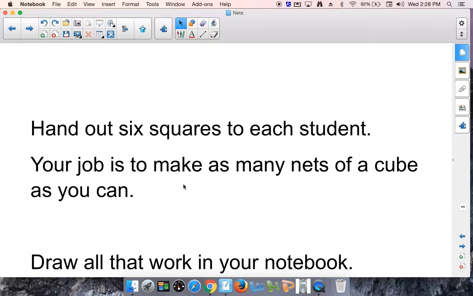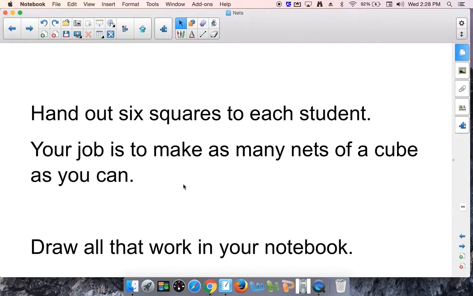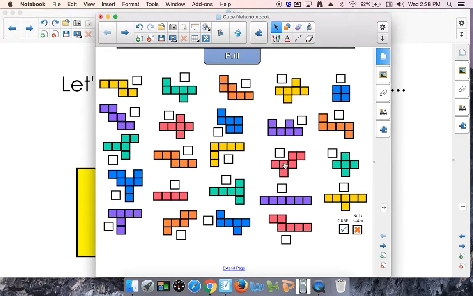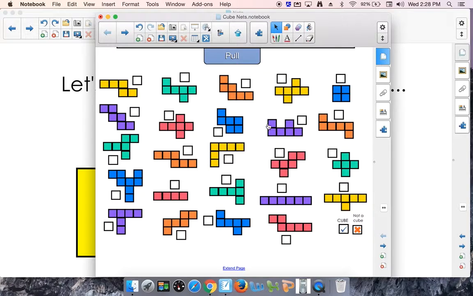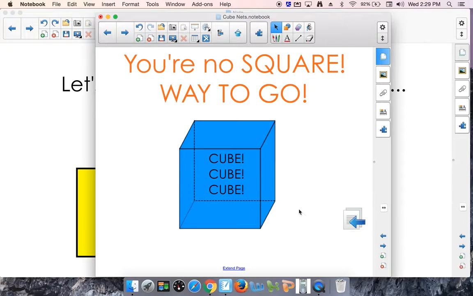So in class today, we handed out squares that click together. The students' job was to make as many nets of a cube as they could. So we had a little competition going on. These were some of them that they came up with. Some of these will not work. So we went through and decided, well, this one won't work because it only has 5 squares. This one will work. That is a different way to make a cube.